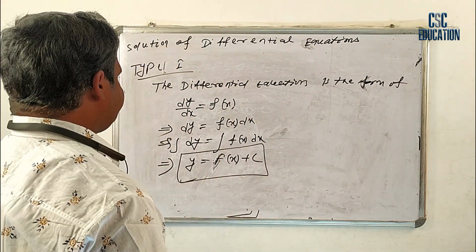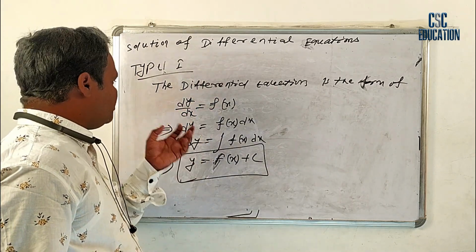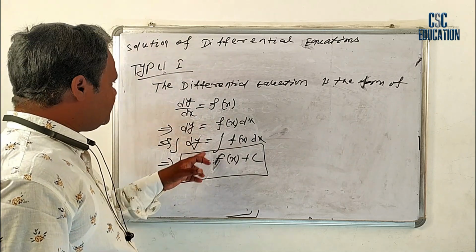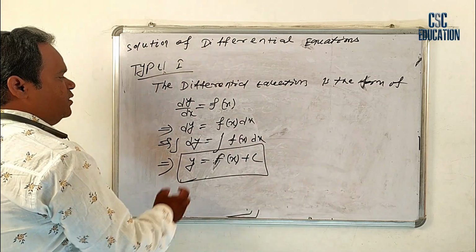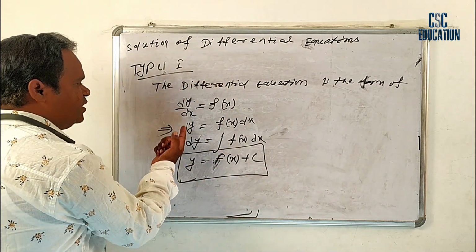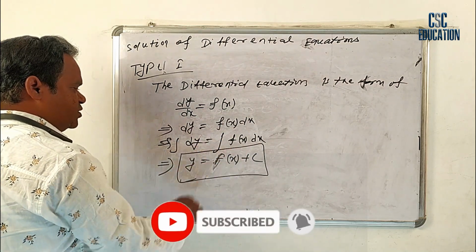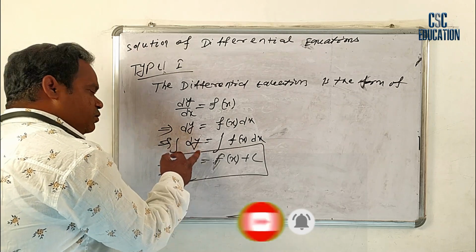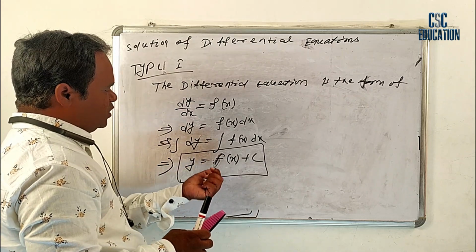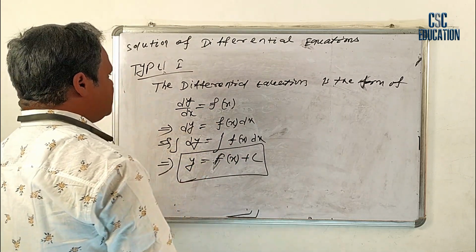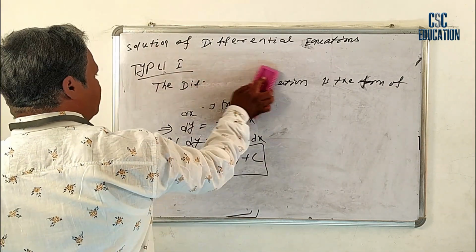My meaning is that in the given question, the differential equation is of the form dy by dx equals f of x. So firstly, separate the variables, that means dy equals f of x dx. Now integrating both sides, find the function F of x. So the solution is y equals F of x plus c. That is the general solution of type 1. I am giving examples of this type of form.